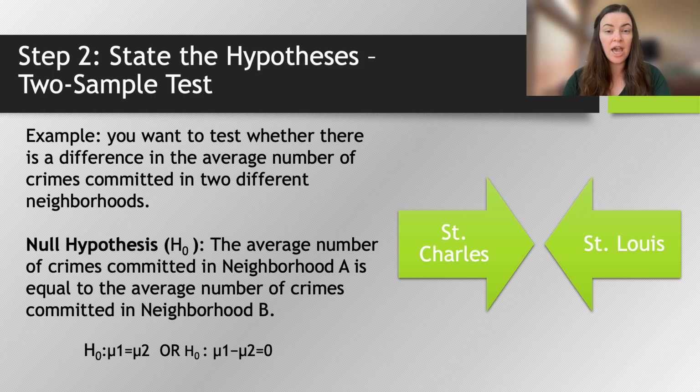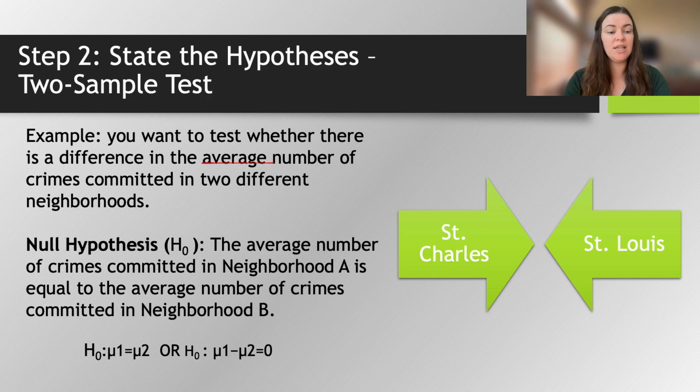So let's take a look at an example of how we would actually establish a null hypothesis in the context of a two-sample hypothesis test. With our example here, we want to test whether there is a difference in the average number of crimes committed in two different neighborhoods. I see the word average here, so we're using an example for means just for the purposes of creating this null hypothesis.